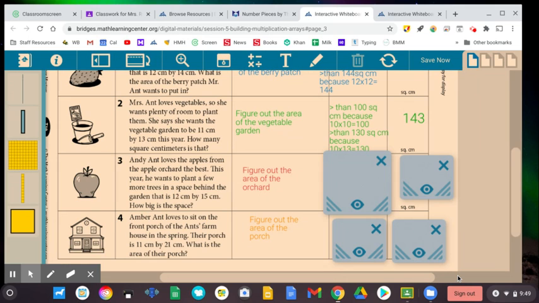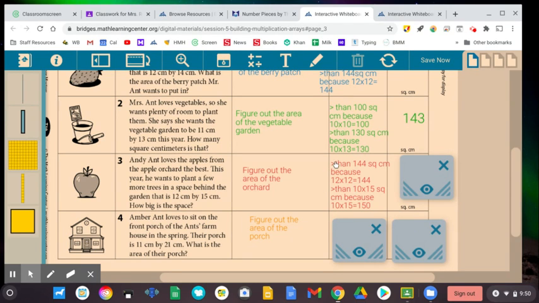Okay, you've had a chance to work on things, and I hope you've used your base 10 pieces to figure this out. So we know that we are figuring out the area of the orchard, and we're figuring out the area of the porch. So if we look at what our estimate could be, we're thinking that the area needs to be bigger than. Remember, this little symbol is greater than. When it's shaped the other way, like an L, it's less than.